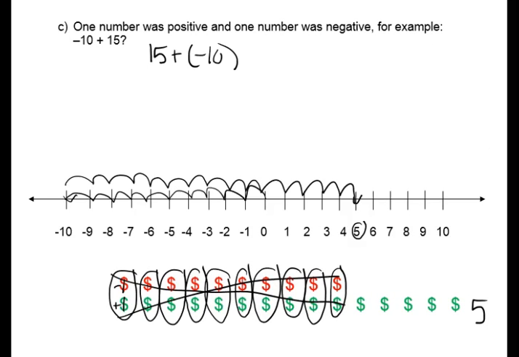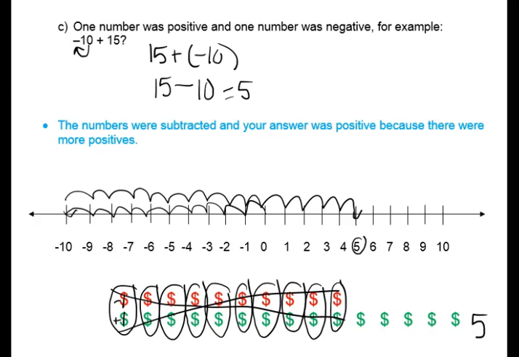Let's come up with a pattern for this situation so that we don't have to show all this work every time. So remember in class, we talked about negative numbers being the same thing as take away, because we're going towards those negatives on the number line. We're taking those numbers away. Or if we used the commutative property to set this up, adding a negative is the same thing as taking away 10. So we get 5. So our pattern would be the numbers were subtracted and your answer was positive because there were more positives.